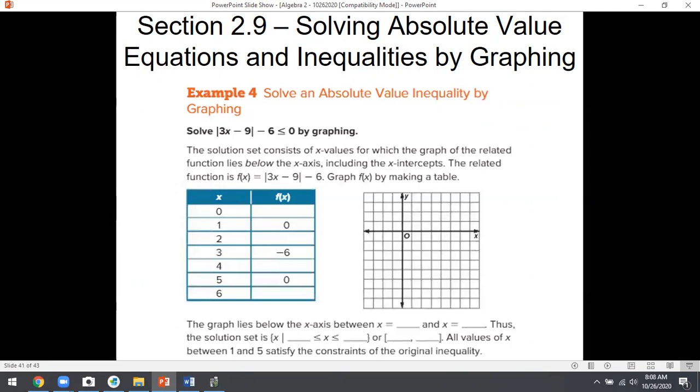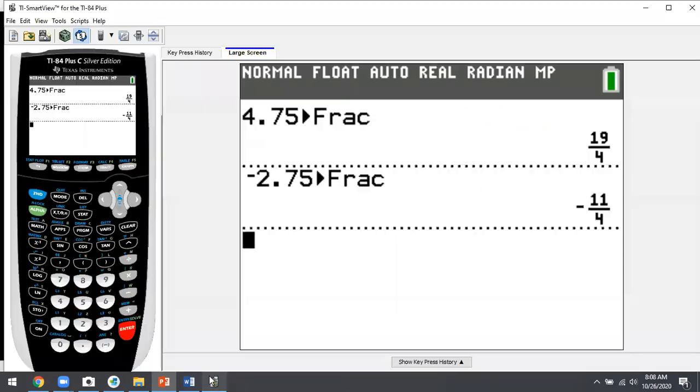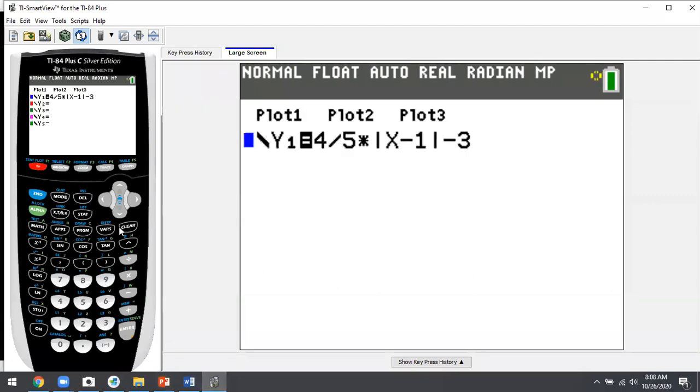Let's write this one down. Solve the absolute value of 3x minus 9 minus 6 is less than or equal to 0. So this one, are we looking for where it's above the x-axis or below? If it's less than or equal to 0, you're looking for below, right? Less than, lower. So it's already set up and ready for you to go. We're going to do the exact same kind of thing.